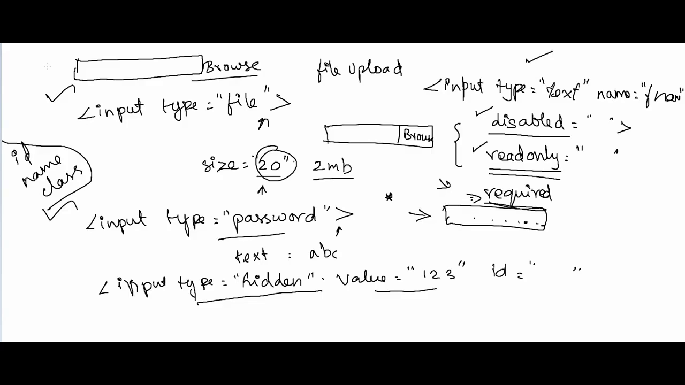Let me move on to buttons. We have three different types of button. One is generic, another one is reset, and the next one is submit. So we have three types of buttons. The tag is button, right? So we can use button as a tag.